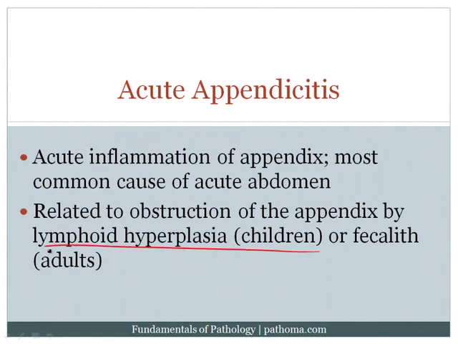So there's a ton of lymphoid tissue in the appendix. If you go back to your normal histology, remember that you've got a lot of lymphoid tissue within the appendix, and so you can get lymphoid hyperplasia if the child, for example, has some sort of gastrointestinal infection, which could then result in appendicitis because it would block the lumen, or a fecalith, which is basically just a piece of fecal material. That would be a cause in adults.